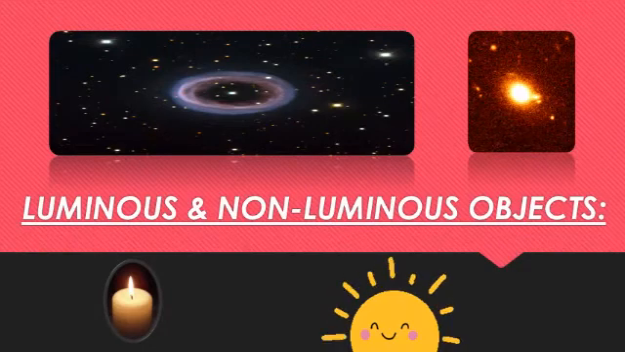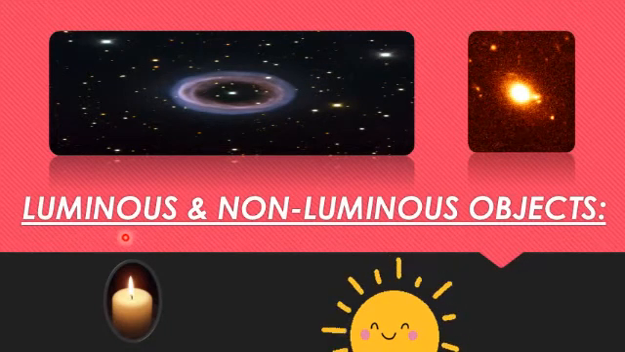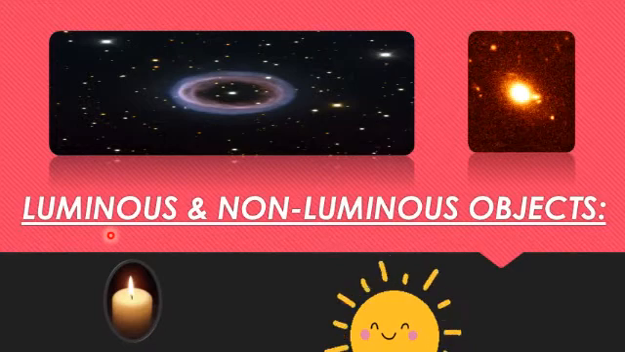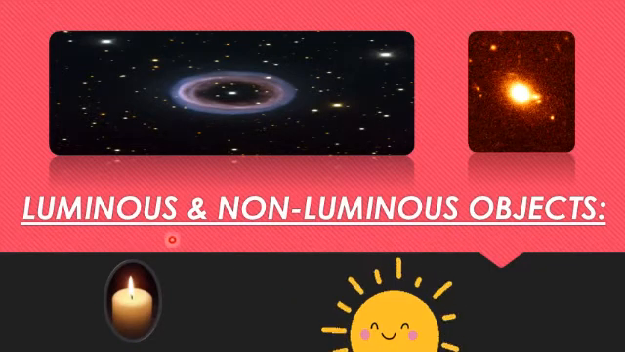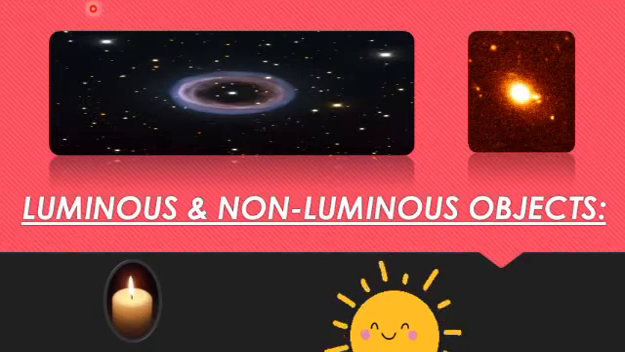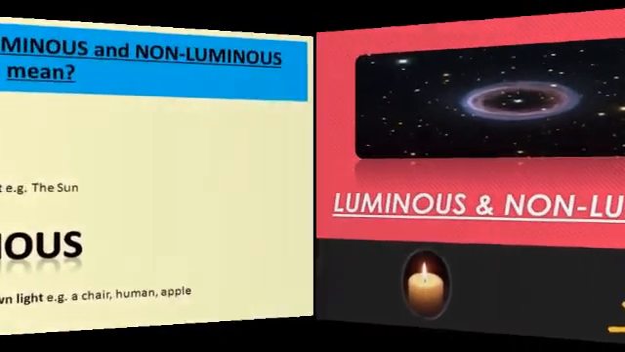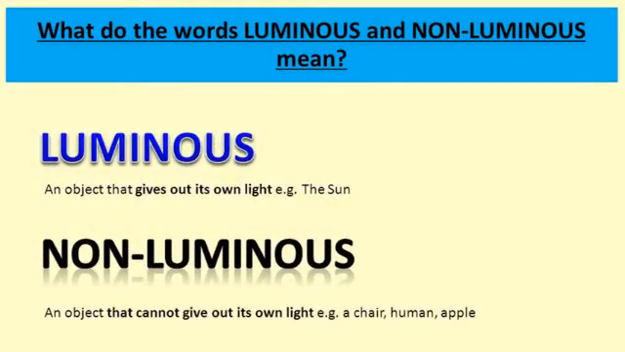Dear students, in this video lesson we will see two major important terms in unit number 10, light. They are luminous and non-luminous objects. We will categorize what is the meaning of luminous and non-luminous objects. What do the words luminous and non-luminous mean?